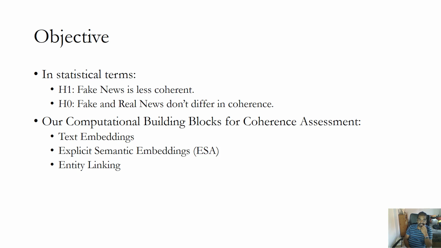So our objective in statistical terms is to test the hypothesis of whether fake news is less coherent, and our null hypothesis is that fake and real news don't differ in coherence. And in order to undertake this computational social science study, we would need to quantify coherence, right? And we use three ways of quantifying coherence. One is text embeddings, the second one is explicit semantic analysis, and the third one is entity linking. Explicit semantic analysis, I suppose it's not explicit semantic embeddings, but essentially that's what it comes down to.